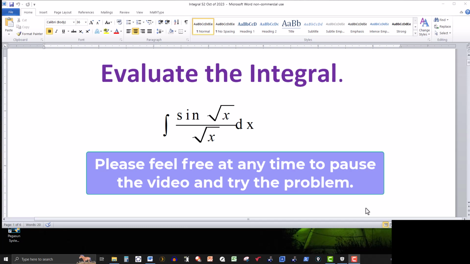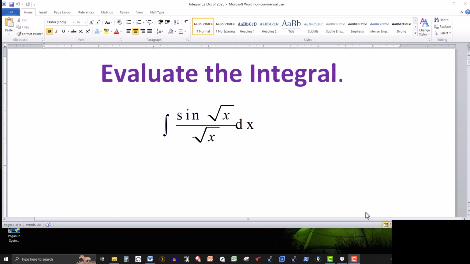In this video, we want to evaluate the integral of sine of the square root of x over the square root of x. And I'm going to go with a substitution here. Let u equal the square root of x.